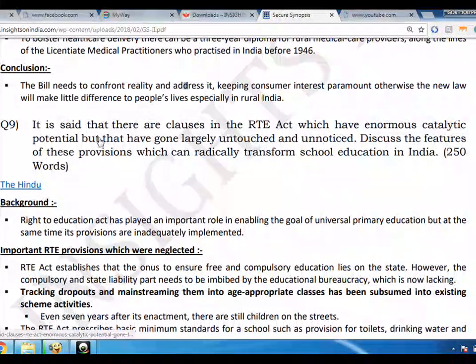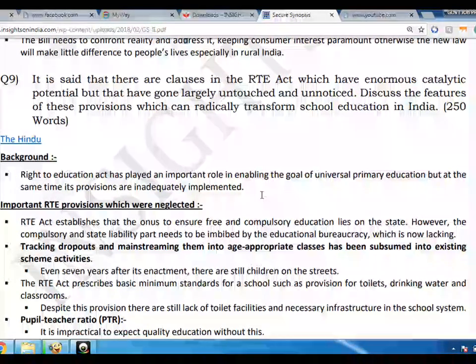India. Q9. It is said that there are clauses in the RTE Act which have enormous catalytic potential but have gone largely untouched and unnoticed. Discuss the features of these provisions which can radically transform school education in India. 250 words. The Hindu.